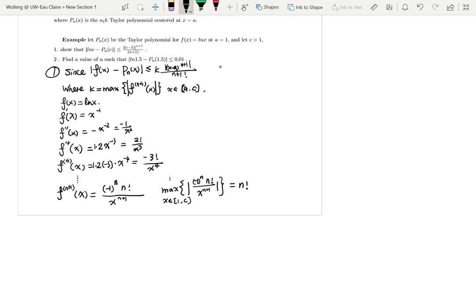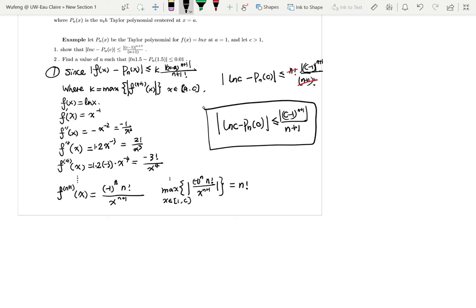Plug it in. So we know that f(c), which is ln c, minus P_n(c) will be less than or equal to n factorial times (c - 1) to the power n plus 1 over (n+1) factorial. Reducing n factorial over (n+1) factorial, we have |ln c - P_n(c)| is less than or equal to (c - 1)^(n+1) over (n+1). Okay, that's the first one.